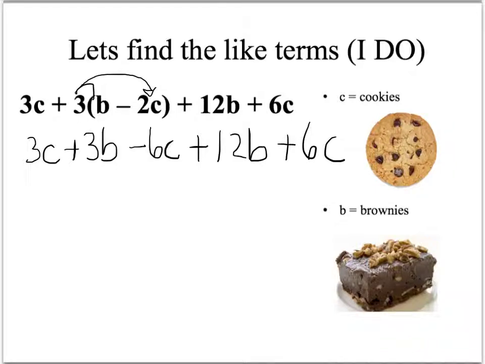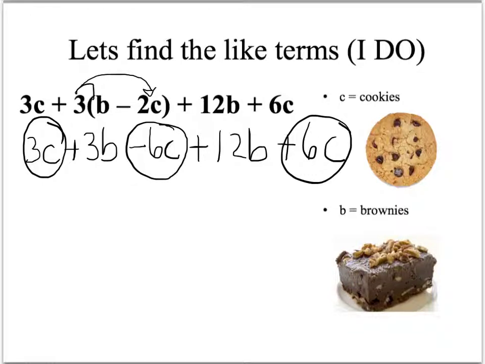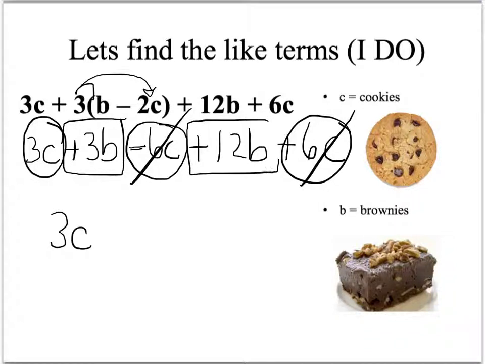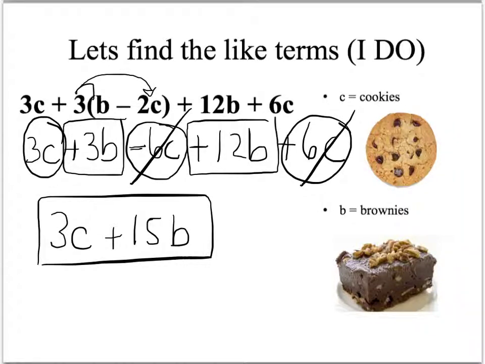Now I can combine the ones that are the same. All of the c's I can combine: 3c, negative 6c, and positive 6c. Remember, when you're circling them, to include whether it's negative or positive. So negative 6c and positive 6c is 0, and I only have 3c left over. Then in the b's, I have 3b and positive 12b. Positive 3 plus positive 12 is positive 15b. And that's your final answer. So we've combined like terms here.